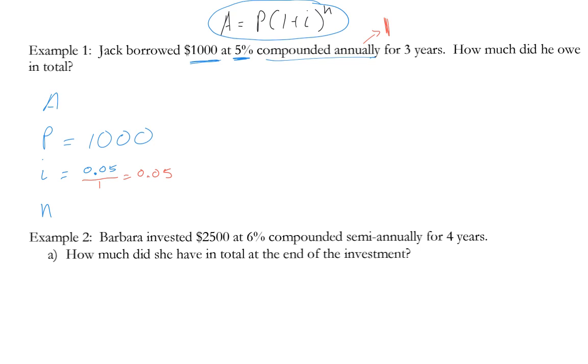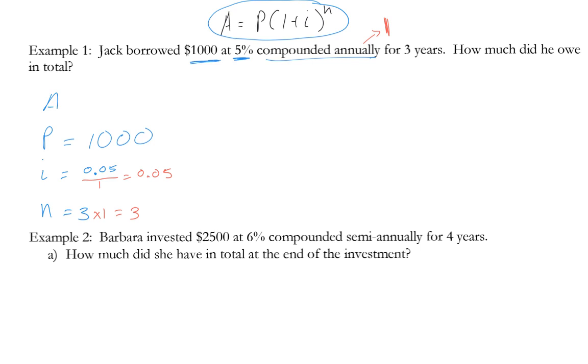Now, the next thing we're going to do is think of the number of years that has gone by. The number of years in this case is 3, but because it's compounded annually, we have to take 3 and multiply by 1. And that gives us the total number of compounding periods, which in this case is 3.